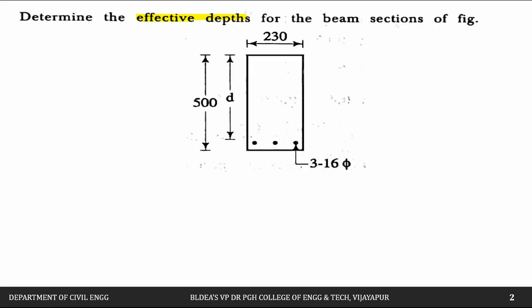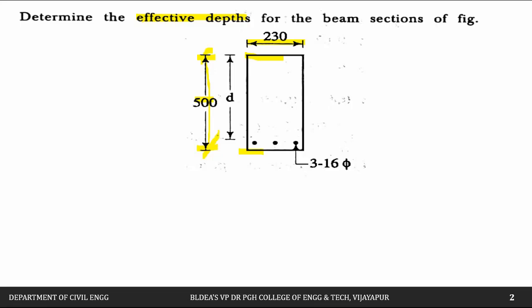So first, before doing that, let us see how to calculate the effective depth of a given beam section. Let us consider a beam which is of width 230 mm and overall depth of 500 mm, that is from this top till this bottom. This is nothing but the overall depth.